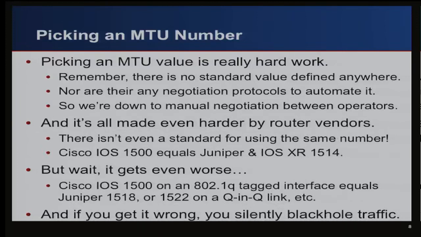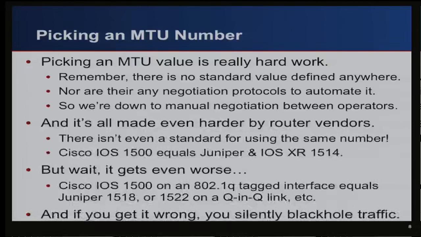But it's not even that simple. It's made harder by the router vendors because even the numbers don't mean the same things. So for example, when you're on a Cisco IOS device and you talk about a 1500 byte MTU, on a Juniper or on an IOS XR device, that actually means 1514 because one side is including the Ethernet header and the other is not. But it's even worse than that because on the side where you're including the Ethernet header, it changes depending on your encapsulation.